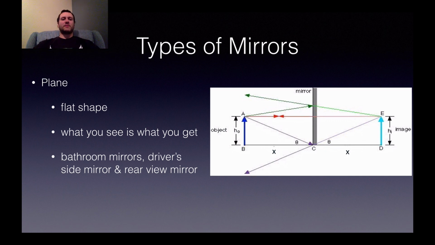So like the driver's side mirror in your car, right, the one on the driver's side, that's a plane mirror. The rear view mirror, that's a plane mirror, right? Flat mirror, no curvature. What you see is what you get in terms of size and distances as well. So let's say you're standing 5 feet away from the mirror. Your image appears 5 feet behind the mirror, given a total distance then of about 10 feet between you and your image. If you stand 2 feet from the mirror, the image will be 2 feet from the mirror. Total distance there is going to be 4 feet.